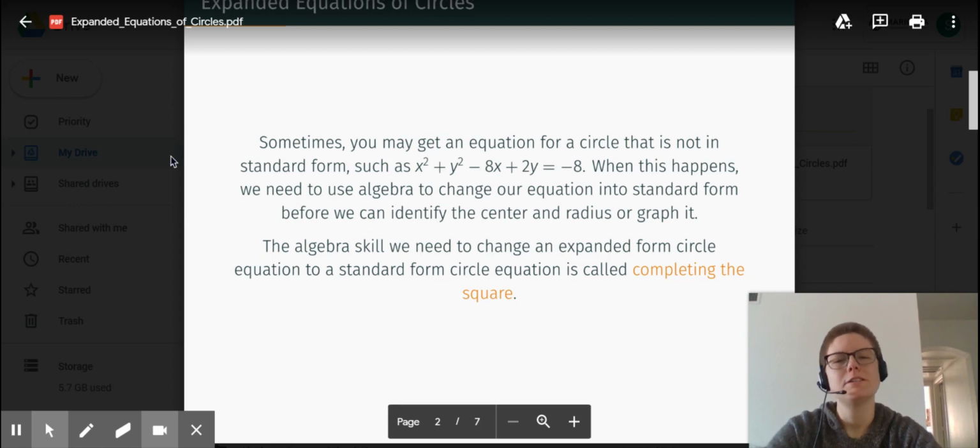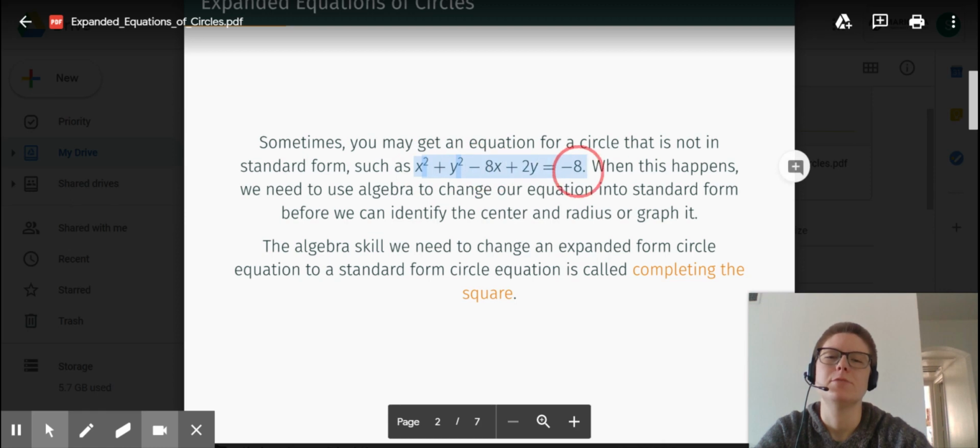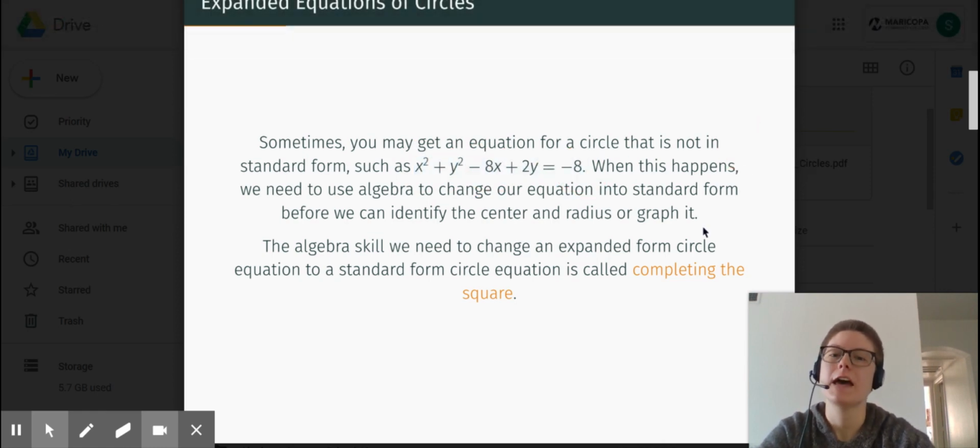Sometimes you may get an equation for a circle that is not in the standard form. Here's an example of an equation not in standard form. When this happens, we have to use algebra to change our equation into standard form before we can identify the center and radius or graph it. And the algebra skill that we need to change an expanded form circle equation to a standard form circle equation is called completing the square.